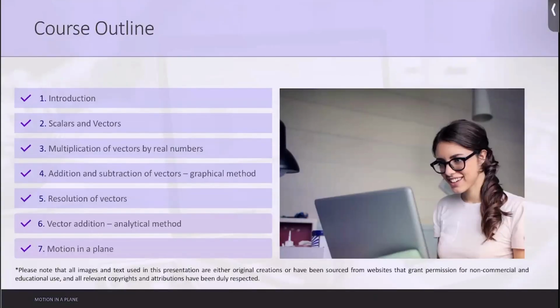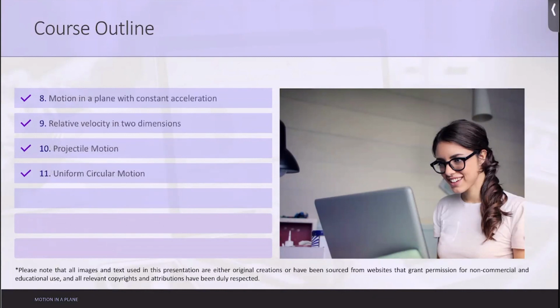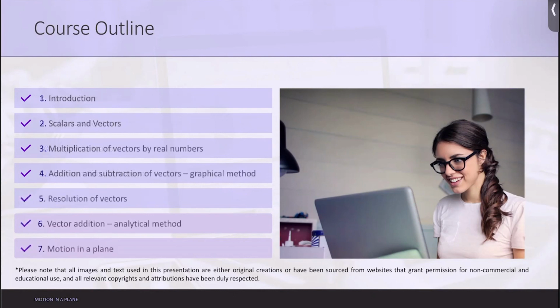So first of all, the course outline for you. Right now we are on the ninth topic, that is relative velocity in two dimensions. Before this, we have completed the introduction. The next was scalars and vectors, in which we understood the difference between a scalar and a vector, what different properties vectors hold, why there was a need for introducing vectors, etc.